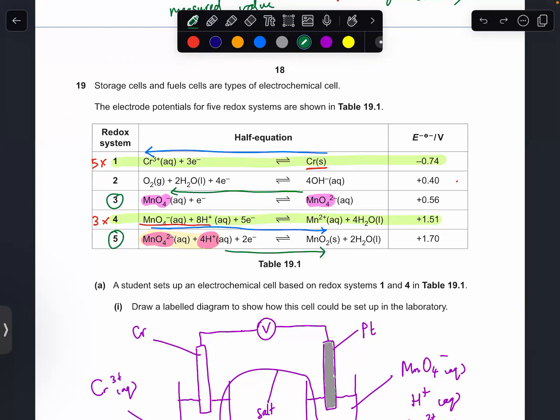This is why it disproportionates under acidic conditions. The acidic conditions give you MnO2, and the equilibrium shifts to the right, and the MnO4 2 minus also shifts to the left, being the less positive redox system.